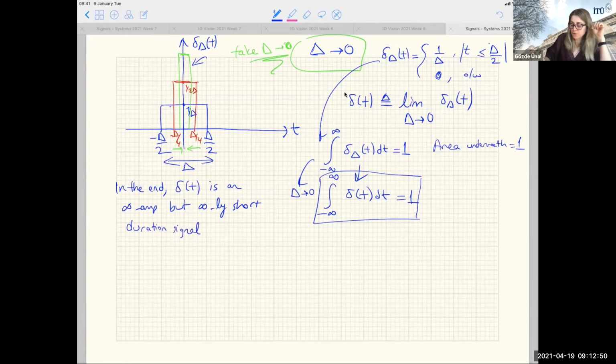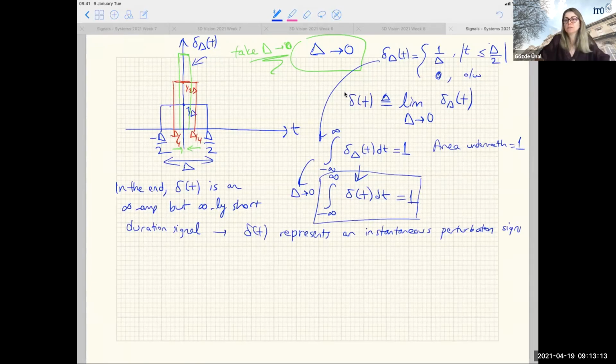Therefore, delta of t mathematically represents, in continuous time, typically a mathematical abstraction for modeling. So delta of t represents an instantaneous perturbation to the system, or a perturbation signal. And it really achieves that for our system.